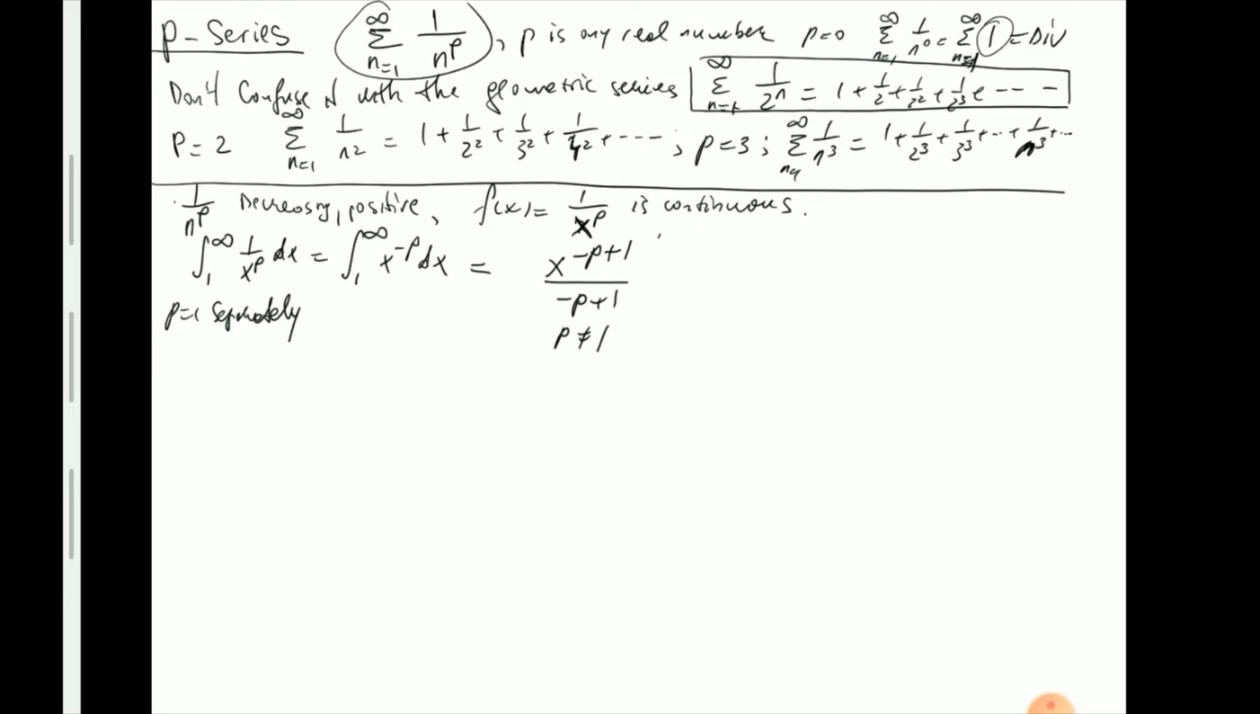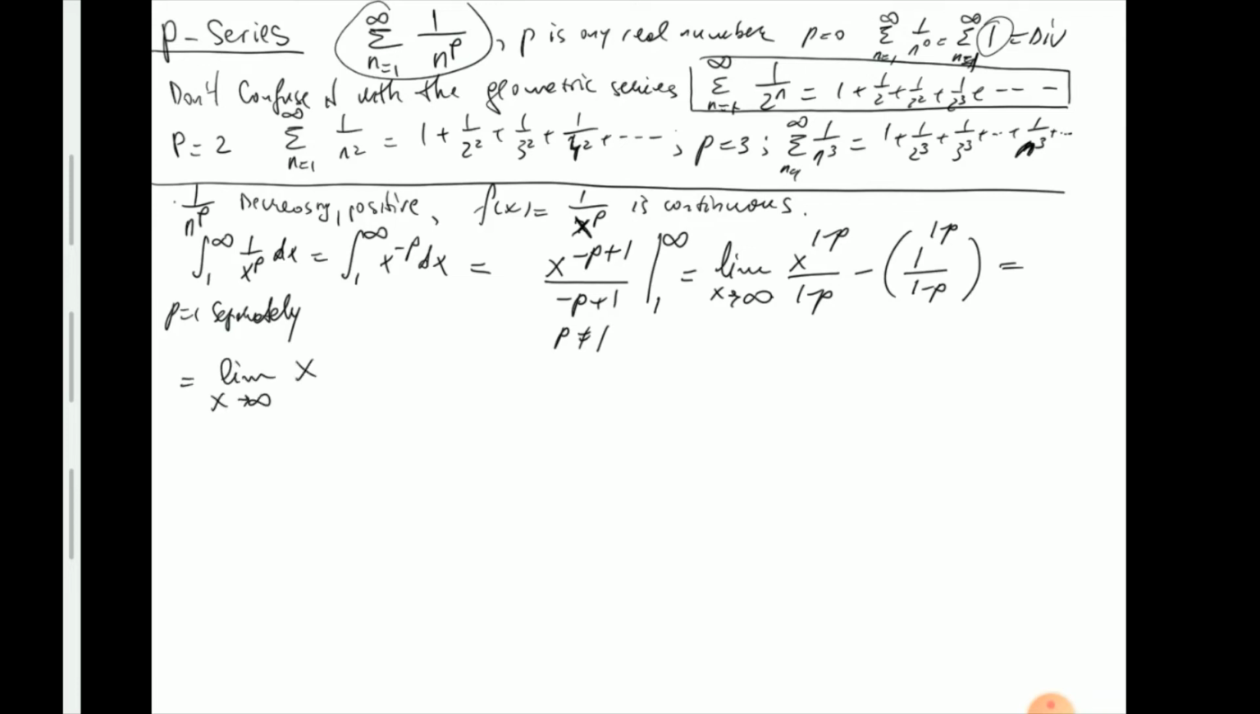So p not equal to 1, and now let's plug in 1 and infinity. In other words, let's take the limit as x goes to infinity of x to the 1 minus p over 1 minus p, and then minus, now we plug in 1 to the 1 minus p over 1 minus p. Now, let's clean this up a little bit. The convergence boils down to what that limit is, right? Because the rest is going to be minus 1 over 1 minus p.